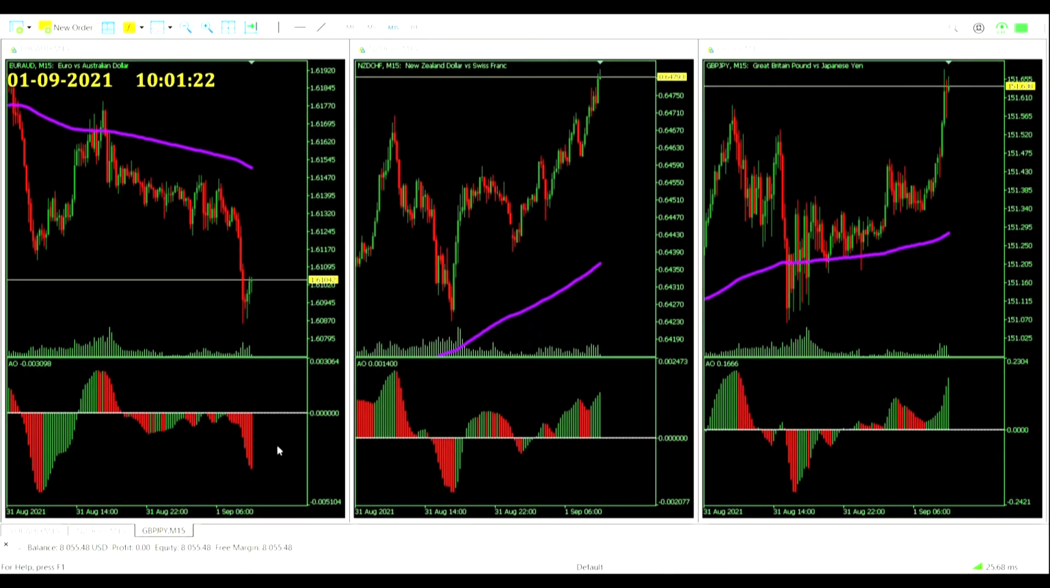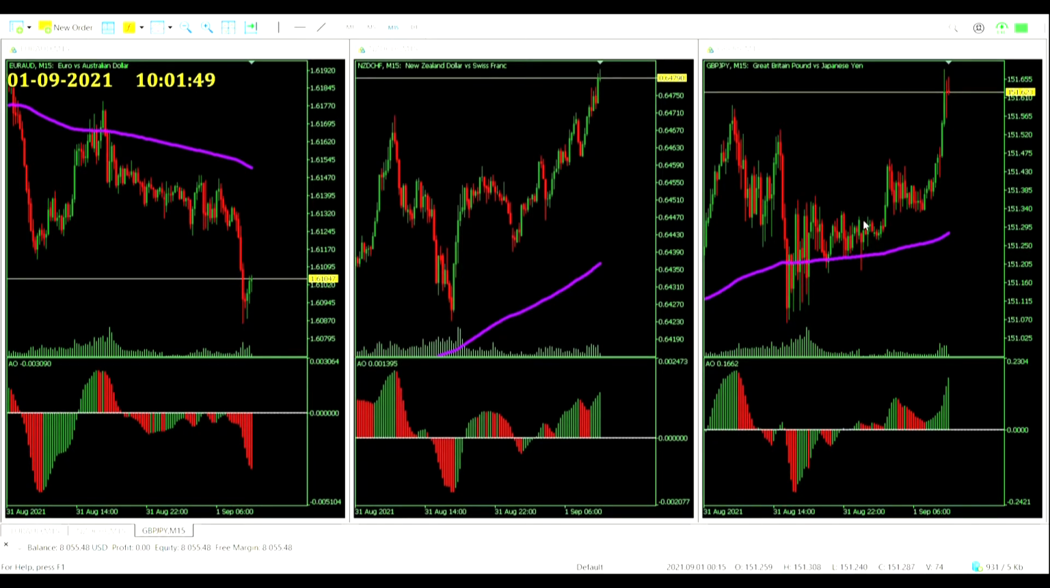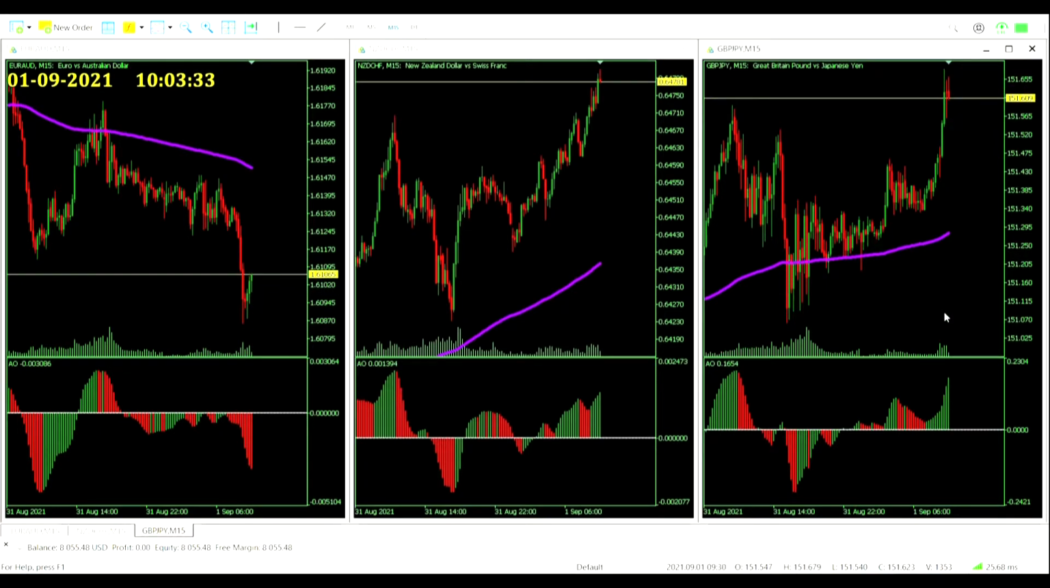Don't really know where our next signals are going to come from. All of these are in a current trending motion already, so the Euro Aussie dollar price well below the average and the awesome oscillator well below zero. And then just the reverse for these other two, the New Zealand dollar Swiss franc and the Great British pound yen, both of them with price comfortably above their moving averages, and also the awesome oscillator in full swing as well. So at the moment, pretty uncertain about where this trade is going to come from. We'll just have to wait and see.